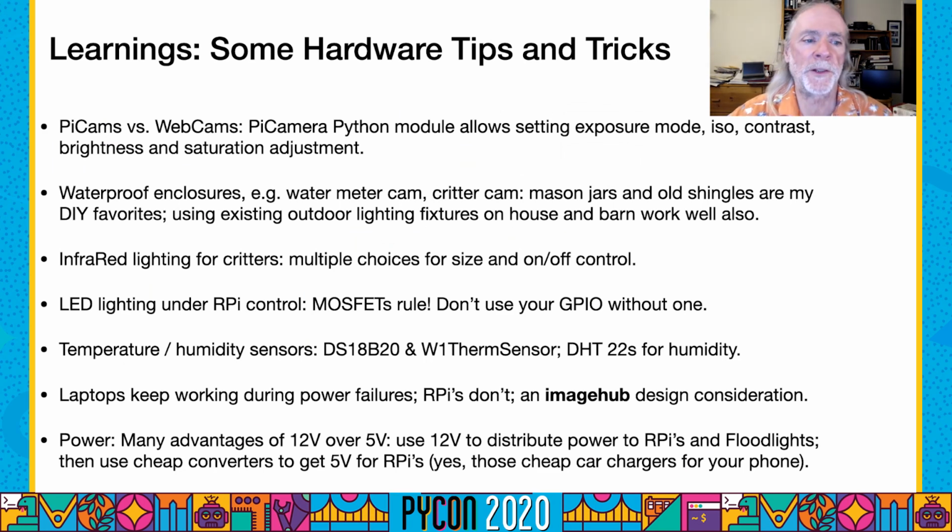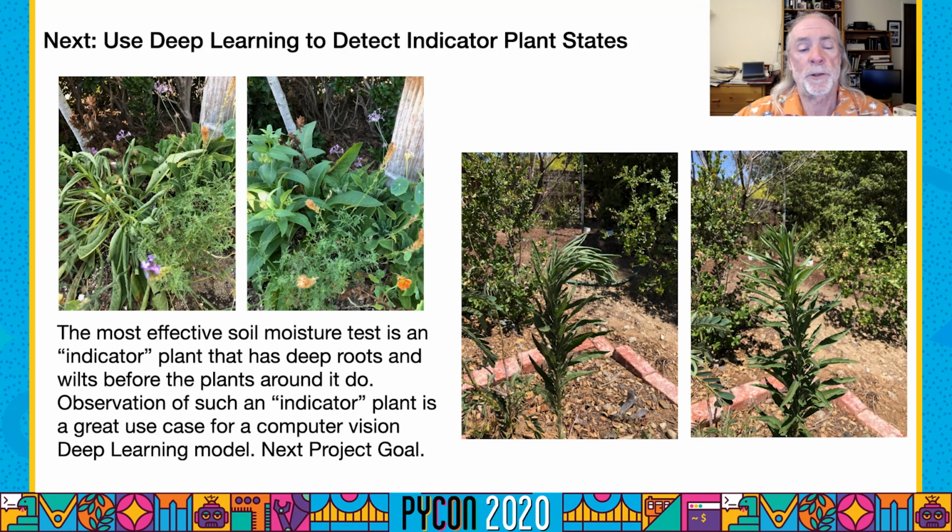And I've learned a little bit about these tricks as well. PiCameras versus webcams, no contest. Use the Pi camera. Learn to use the Pi camera module. You won't regret the time spent. There's all kinds of waterproof enclosures, but my favorites are the mason jars and things like the old shingles on the barn. Infrared lighting, it's kind of tricky. I need to usually use 2 floodlights instead of 1, but it works out. And power, I use 12 volts rather than 5 volts if I'm running power any distance. And then I use a cheap car lighter kind of plug, like your cell phone, to get the power down to 5 volts.